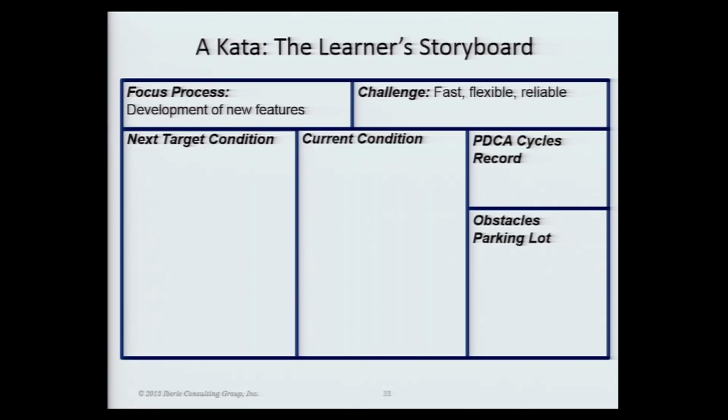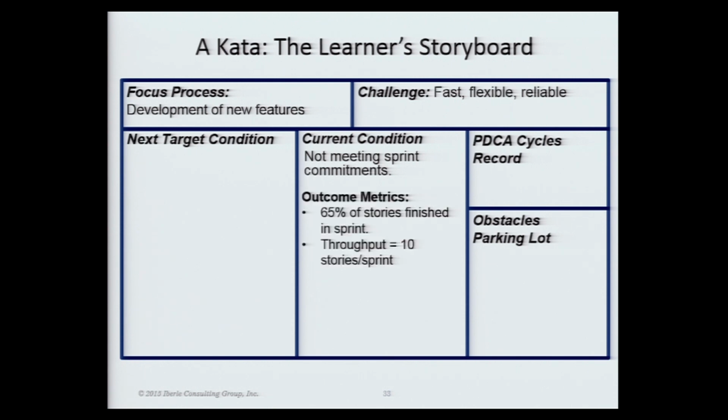And at this point, we have a kata, or a practice pattern. And this is called the learner storyboard. What this does is help everybody focus on what's going on without having to do a lot of writing. So this is a type of visual planning, actually. You write down your challenge, what process it is, what team, who are we trying to change, and what's our current condition, we're not meeting our commitments.